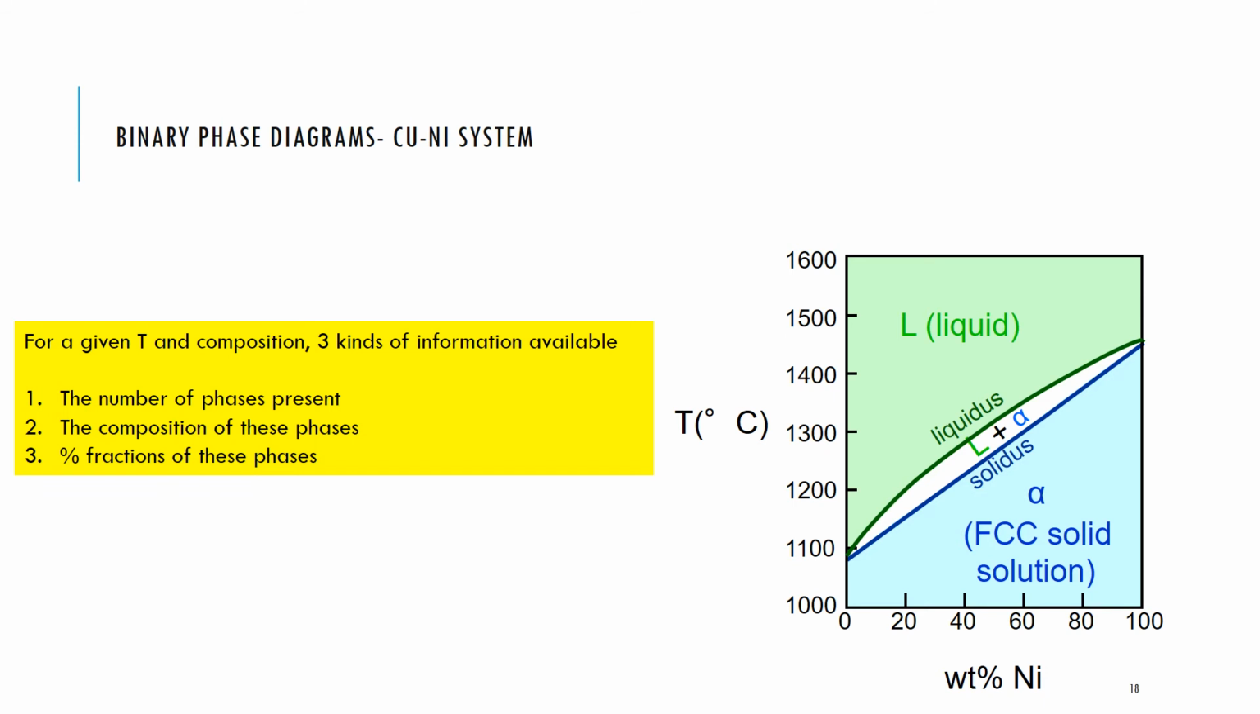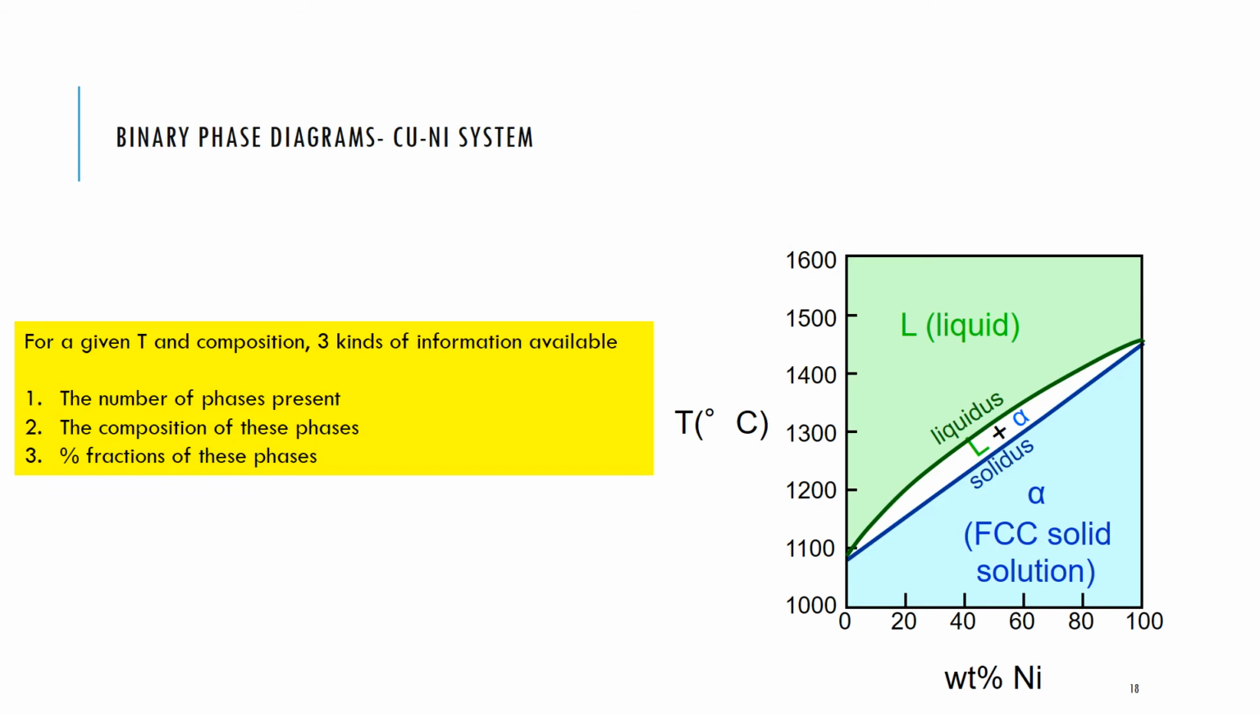Number two is the composition of each of these phases. So for example, in the middle region there, that white region, when I have liquid and solid phase that are in equilibrium with each other, the liquid phase won't have the same composition as the solid phase. There might be more copper in the liquid phase, for example, or there might be more copper in the solid phase, and we'll see how you can calculate that in a moment.